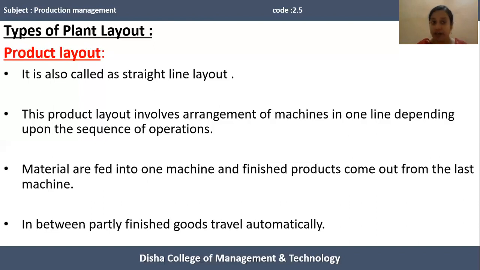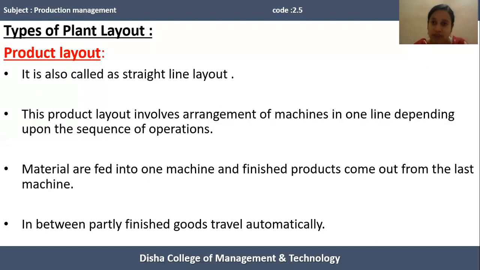In case of product layout, the manufacturer feeds material into the first machine, and at last the manufacturer will be able to get the finished goods. Means the manufacturer feeds the issued material at one end, and at the last end the manufacturer will be able to get the finished goods. Means in between, the semi-finished goods automatically move from one machine to another machine. So in case of product layout, in a straight line, different types of machines are arranged sequentially, so that the output of one machine can be used as input for another machine.